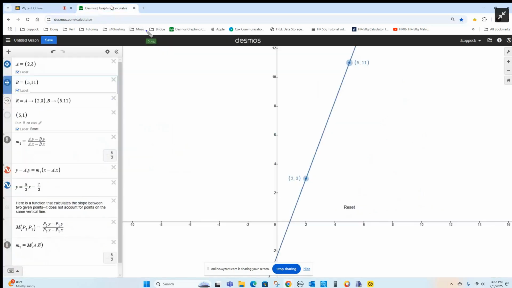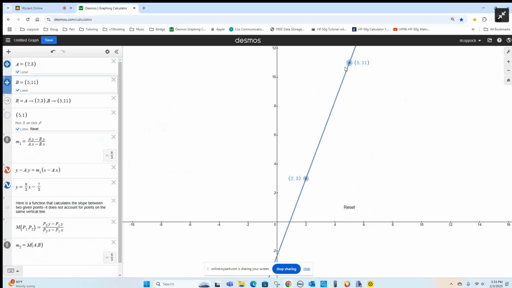But if I go to Desmos, here's some cool things you can do on Desmos. You can name a point. A is the point (2, 3). B is the point (5, 11). And I can calculate the slope. Let's say m sub 1 is a dot y minus b dot y over a dot x minus b dot x. That notation designates the coordinates of a given point. There it is, 8/3. So the equation using point slope is y minus a dot y equals m sub 1 times the quantity x minus a dot x. I could have used b dot y and b dot x if I wanted to, but there's your equation right there.